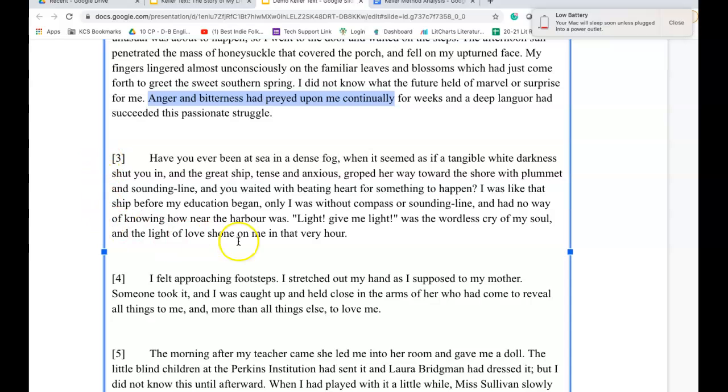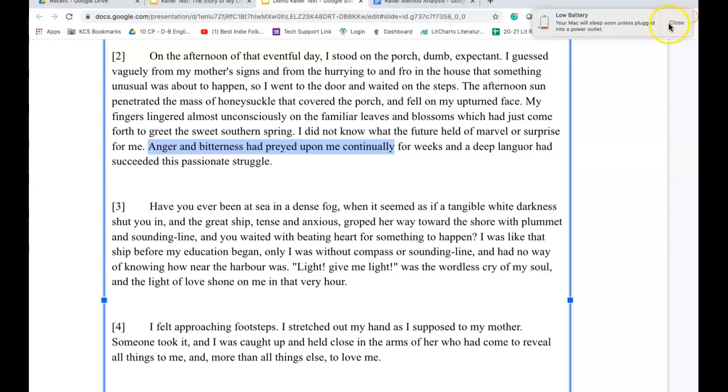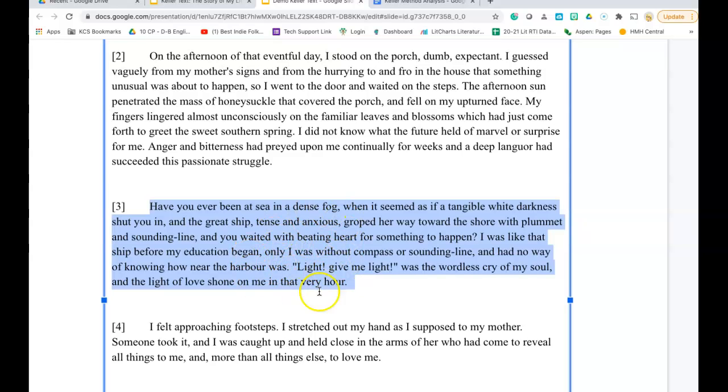Then, of course, this whole paragraph is what we call an extended metaphor. And my battery, okay, 5%. It's an extended metaphor, meaning the entire paragraph is spent using the metaphor of a ship at sea. So she doesn't just say it was like being a ship lost in the fog, and then go on to talk about other things. Her entire paragraph here is explaining what it's like as though you were a ship lost at sea. She also personifies the ship, saying the ship was tense and anxious, groping her way toward the shore. All right, that's personification as well.